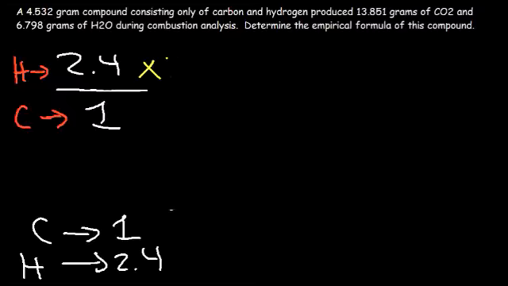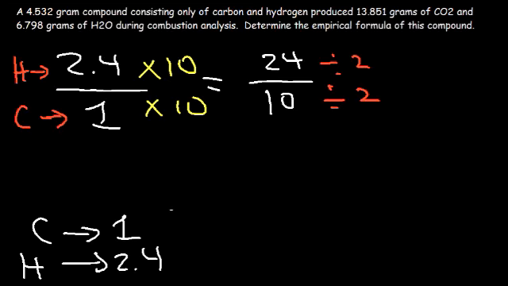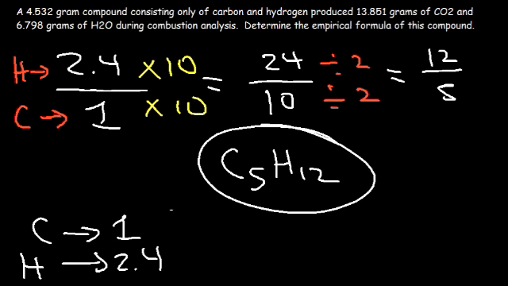So what we're going to do now is multiply the top and the bottom by 10. So it's going to be 24 over 10. We can reduce this fraction if we divide both by 2 because both numbers are even. So half of 24 is 12, half of 10 is 5. So now it's going to be C5H12, and that's the empirical formula for this problem.